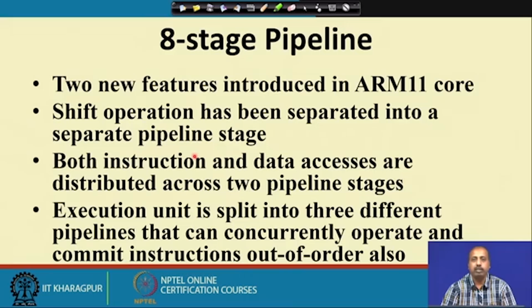You remember that in the ARM architecture we have shown that before the ALU there is a barrel shifter. So, we can always do the shift operation in a separate pipeline stage. That has been exploited in the ARM 11 architecture. So, it is an 8 stage pipeline, and the shift operation constitutes one stage.